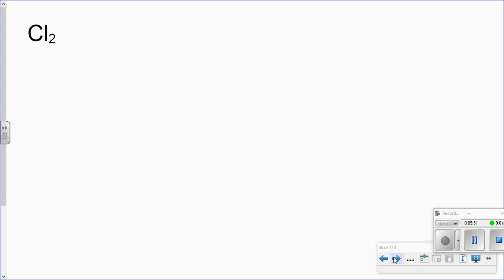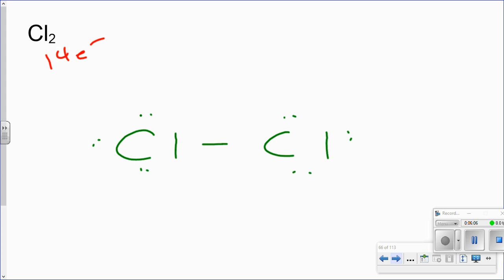Let's try Cl2, not Ci2, but Cl2. That's in group 17. There's 2 of them, so that's 14 valence electrons. So I'm going to put them right next to each other. There you go. Give everything an octet. Okay, so now our process is done.